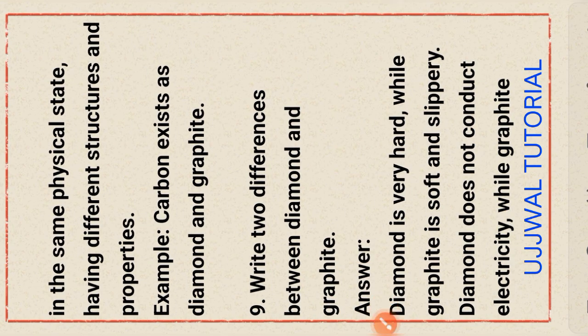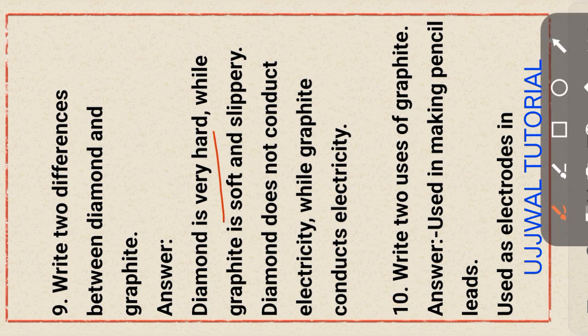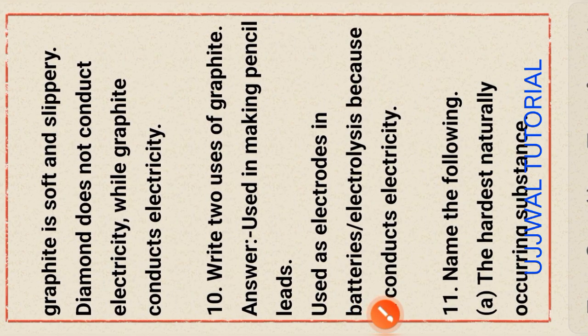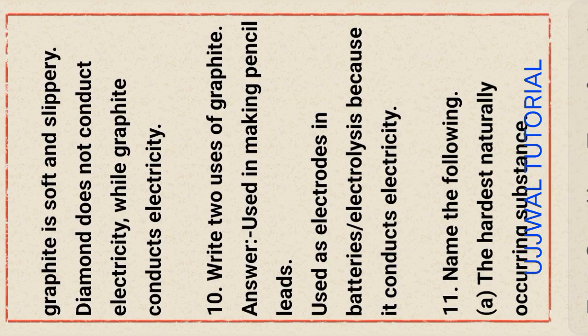Next question, write two differences between diamond and graphite. Diamond is very hard while graphite is soft and slippery. Diamond does not conduct electricity, but graphite conducts electricity. Write a use of graphite. Used in making pencil lead. Okay, also used as electrodes in batteries and electrolysis because it conducts electricity.